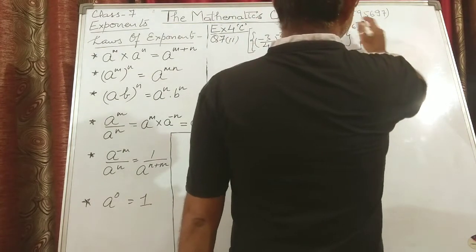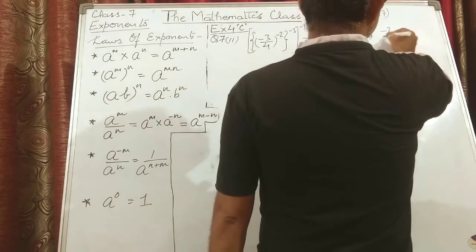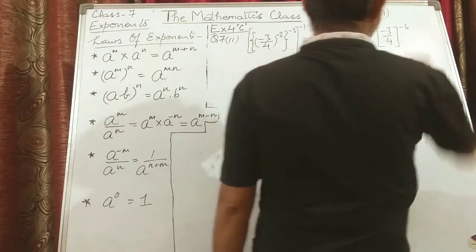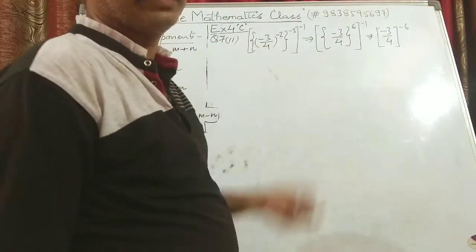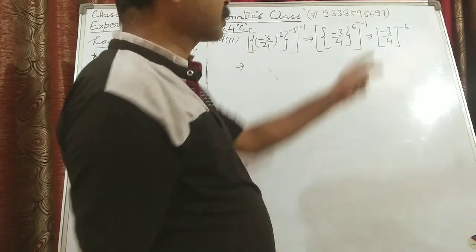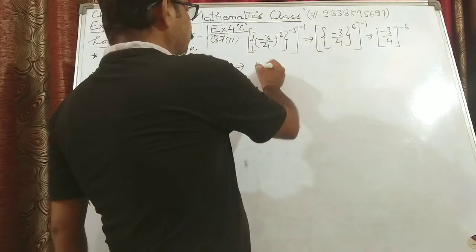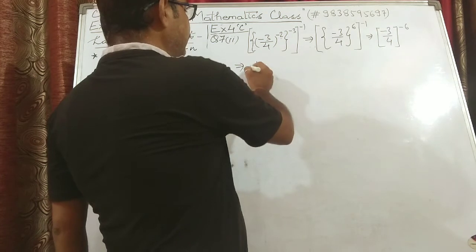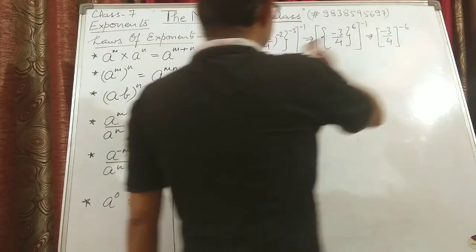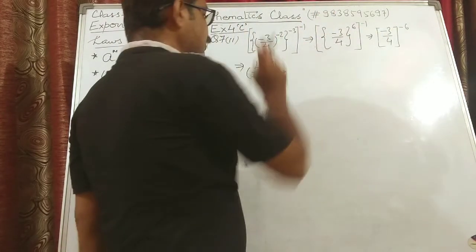Now this can be -1 into 6, which will become -6. So (-3/4) whole power -6. Now the power is negative. We will try to convert it to positive. So what will happen? This fraction will reciprocate or reverse. So this can be written as (4/-3) to the power 6. Here it was -3 upon 4, here it became 4 upon -3. Here the sign was negative, here the sign is positive.